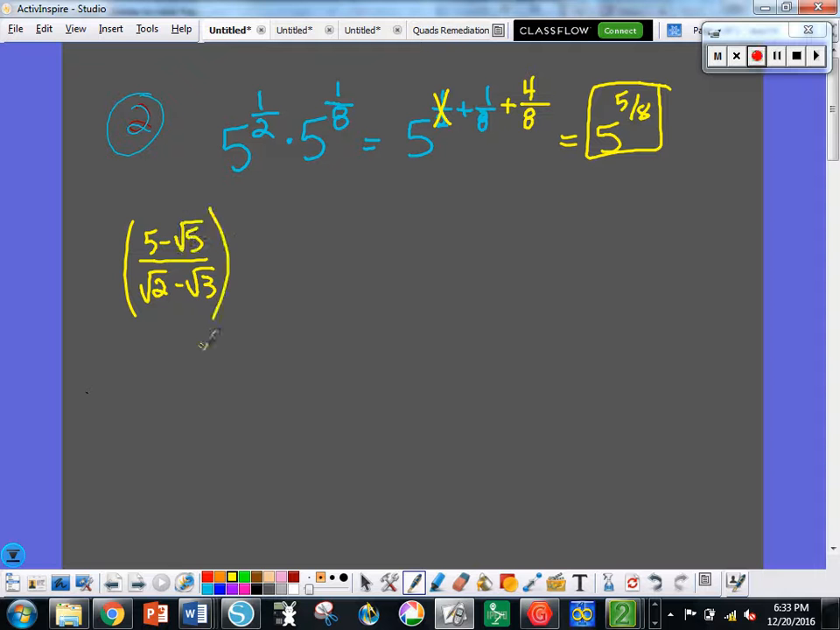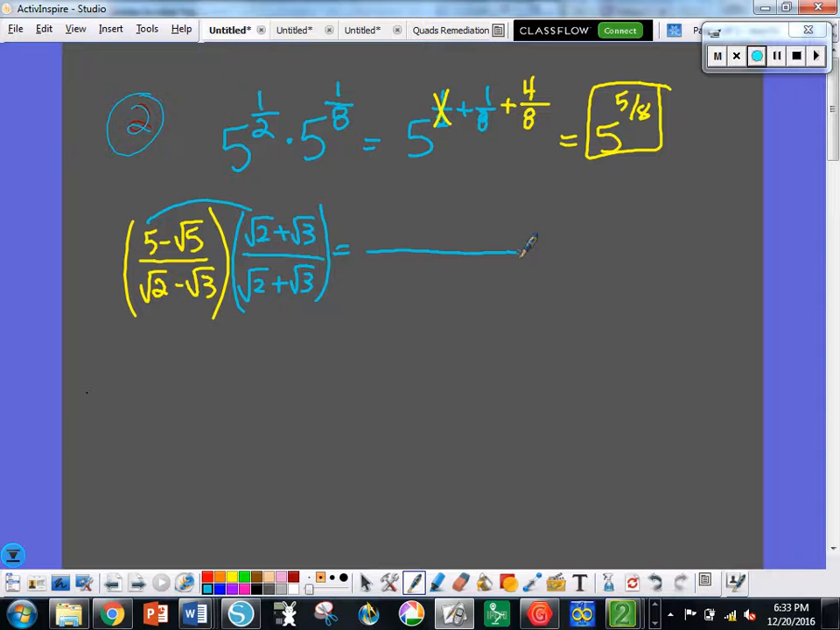Like that. So if I gave you that problem, what would you do? And the correct answer is I have to multiply by the conjugate. The conjugate would be the square root of 2 plus the square root of 3. Okay, let's deal with the numerator first. Multiply those two. And remember, I'm telling you this for a reason.